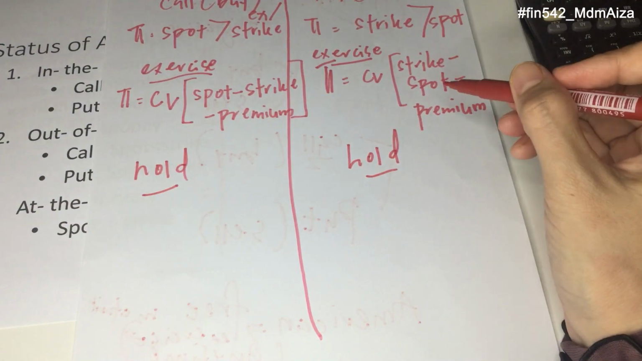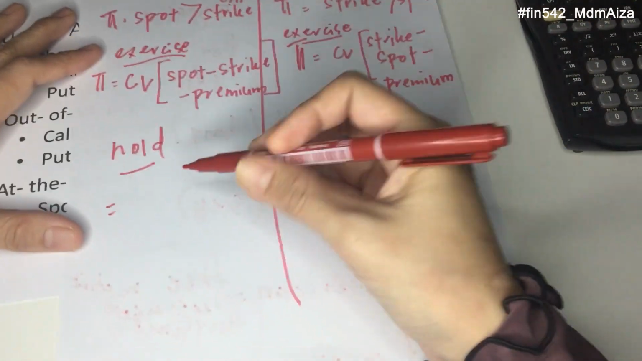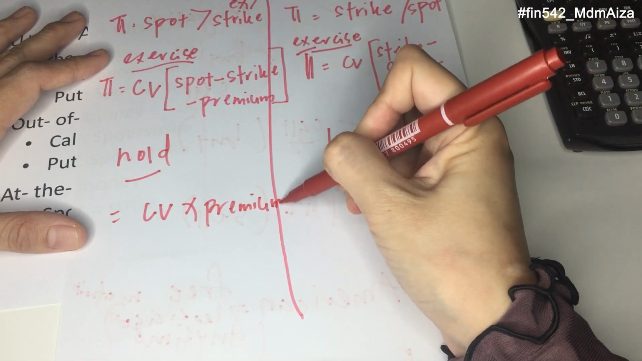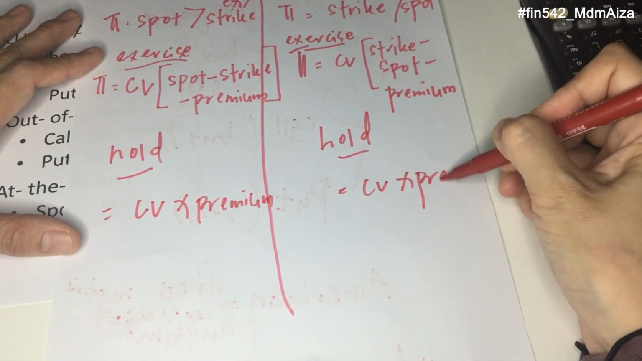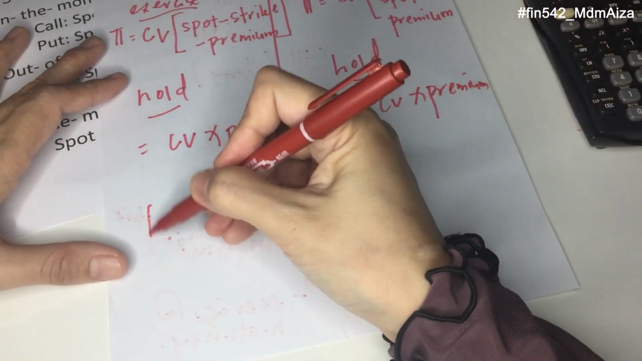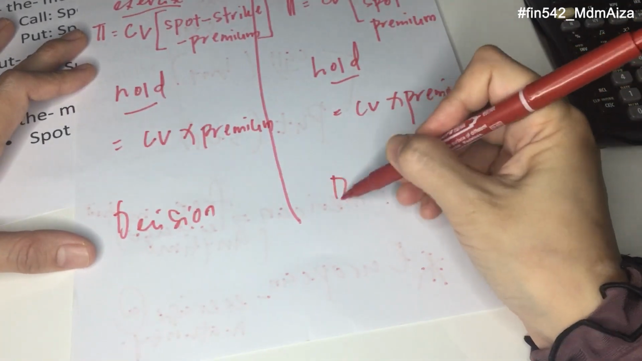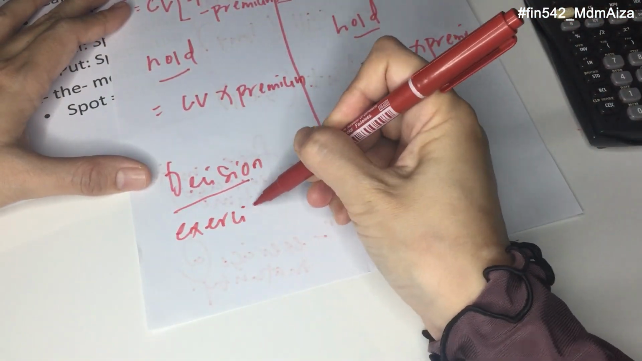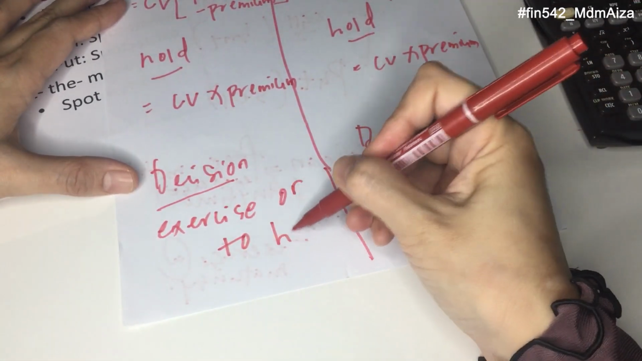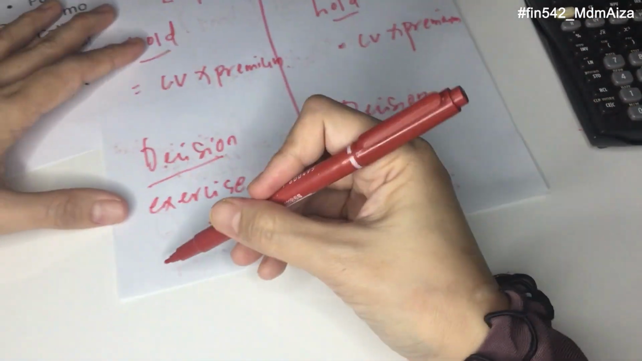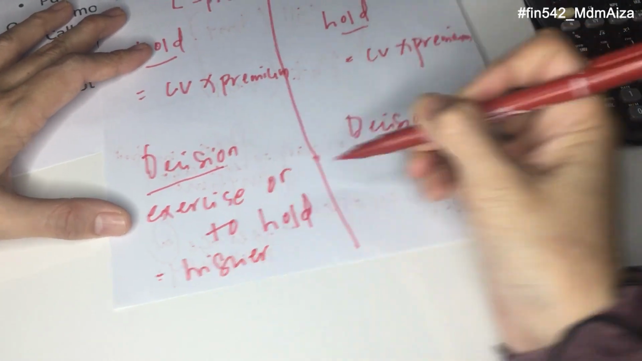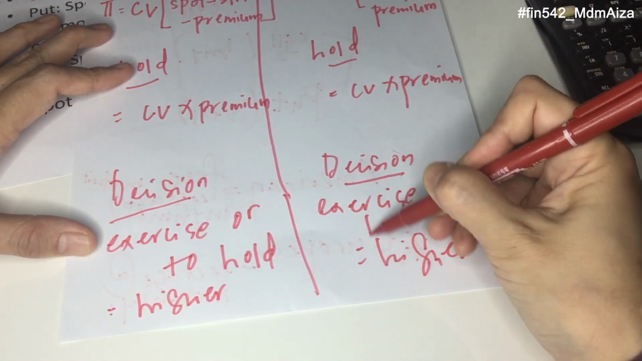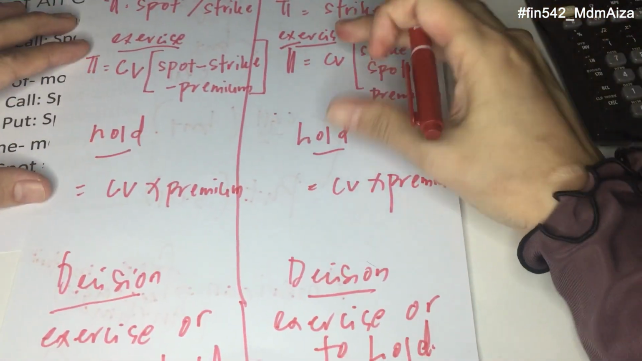So if we hold, you take the contract value times the premium price. Then lastly you need to make a decision: either exercise, or not exercise, or hold. Definitely you will choose the higher one. You compare these two answers.